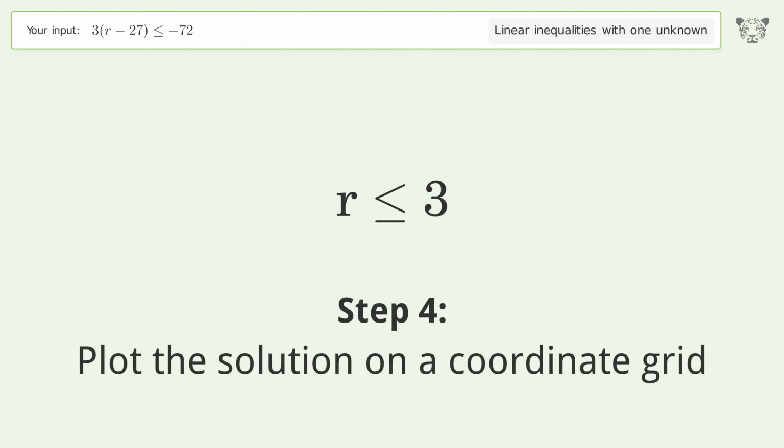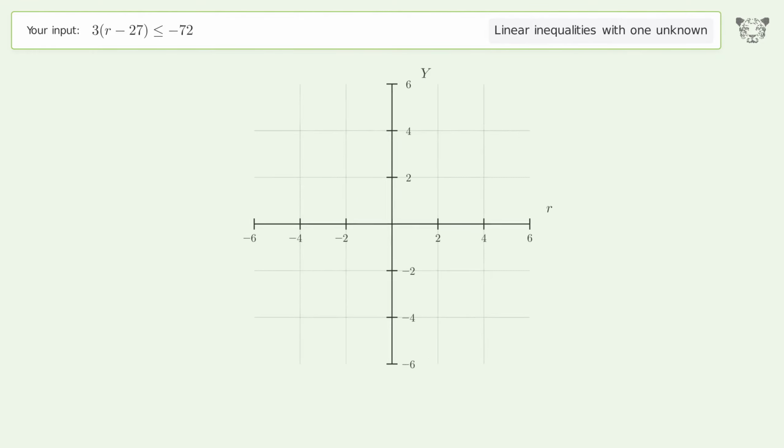Plot the solution on a coordinate grid. And so the final result is r equal or smaller than 3.